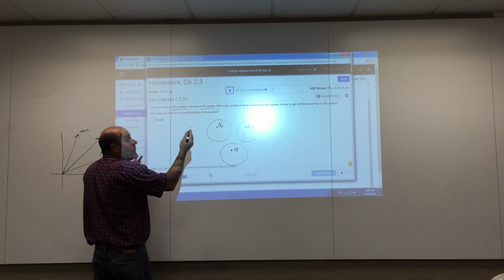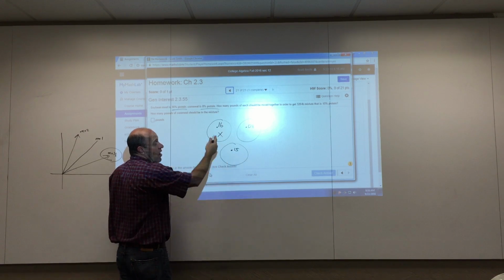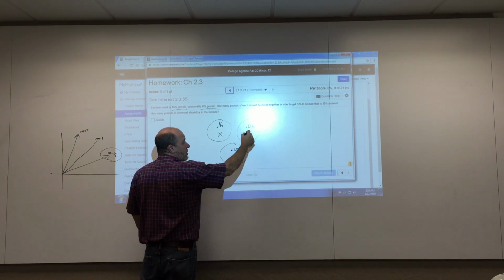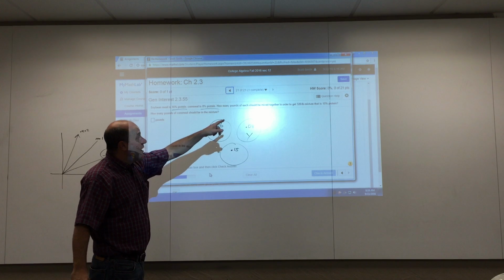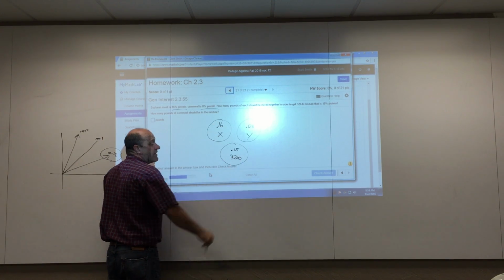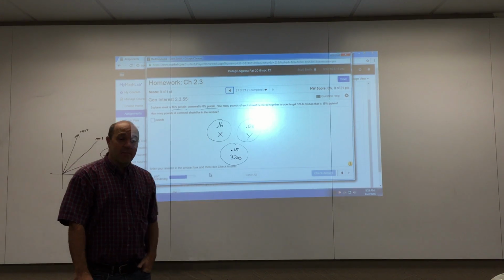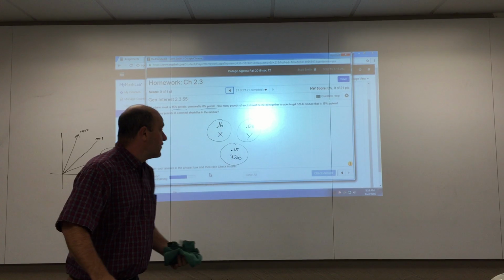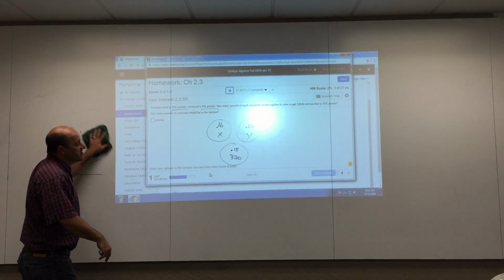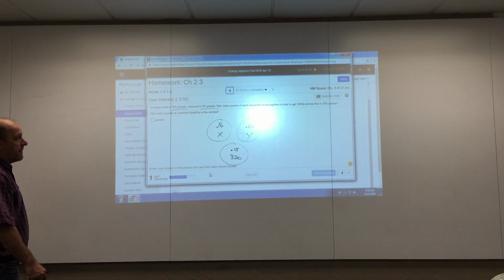Now, the question is how much of each? I don't know how much of that one, so I'll call it X. I don't know how much of that one, I'll call it Y. But I do know I want the total to be 320 pounds. They did say that. Now, from this picture, I can come up with two equations and two variables and solve a system of equations like what we're practicing here in 2-3.